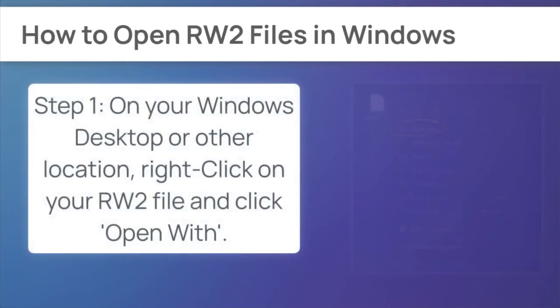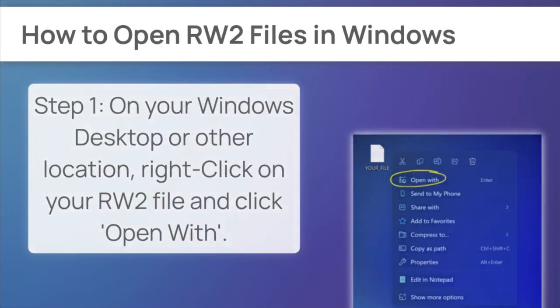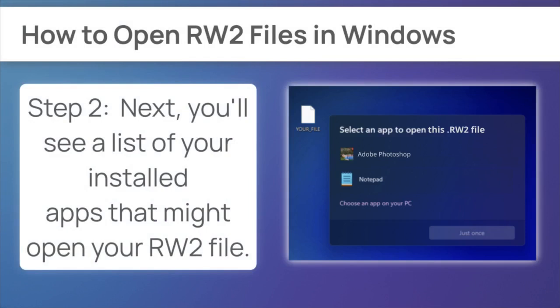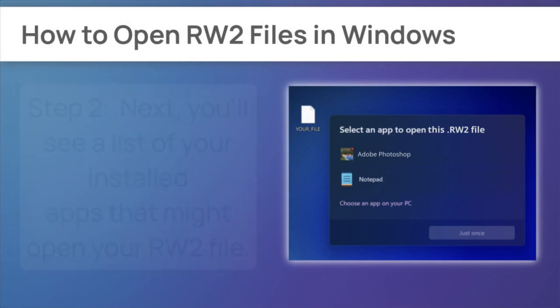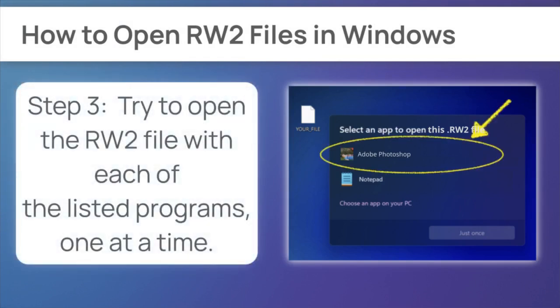We're performing an initial software compatibility check. Right-click your RW2 file and choose Open With. Test Adobe Photoshop first. If it's not there, select another program. This process often yields a quick solution.